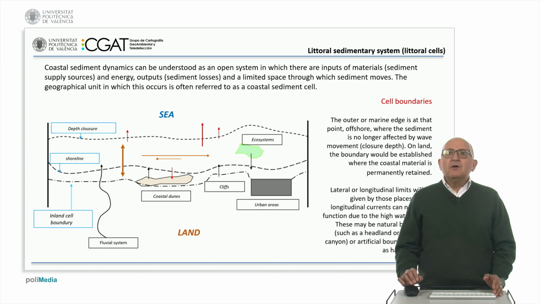This coastal sedimentary system can be understood as an open system which occurs within a defined geographic space. That is where the sediments are moving, and we're going to name it the coastal sedimentary cell. The outer limits of this sedimentary cell are, on the marine side, the line where the waves no longer move the sediment, which gets the name of depth of closure. On the land side, the limit is where the sediment is out of reach of the waves.